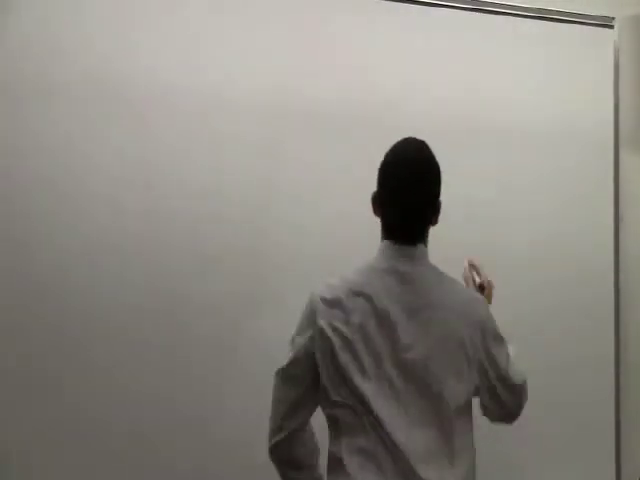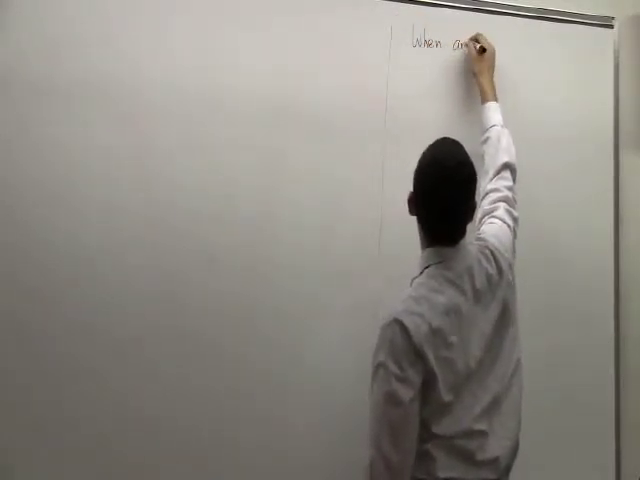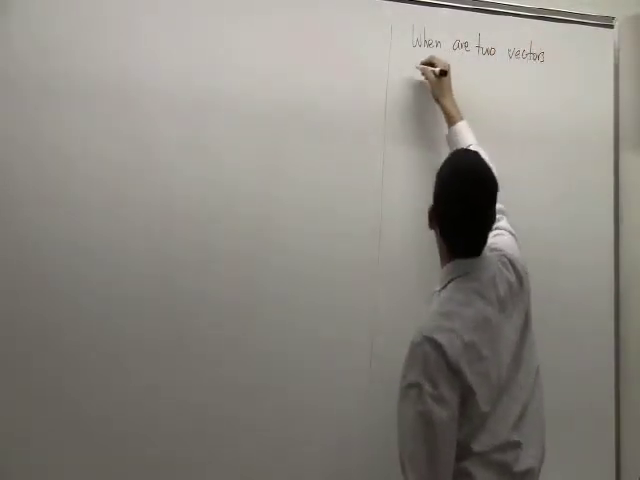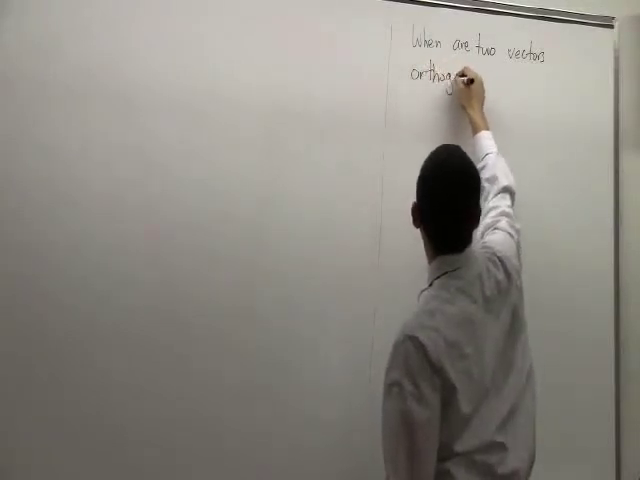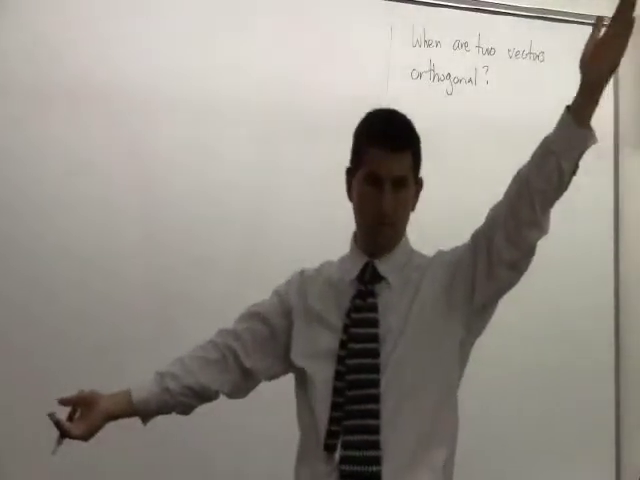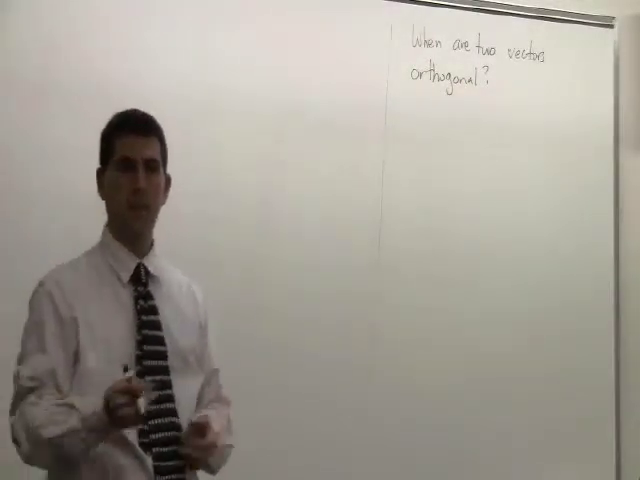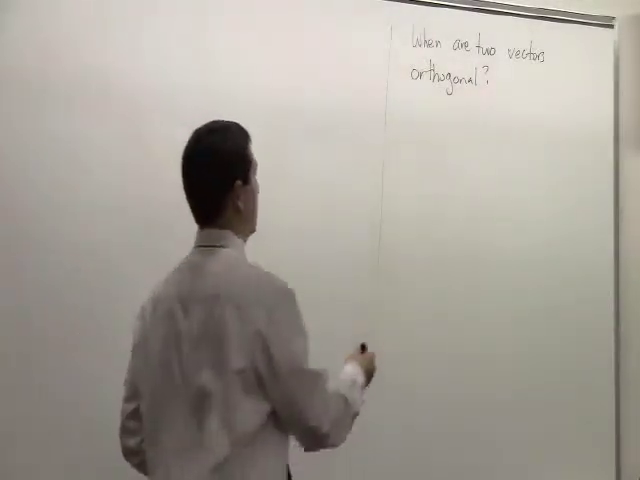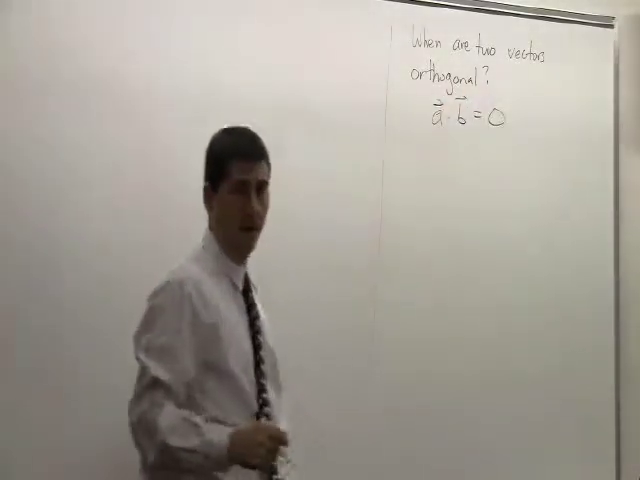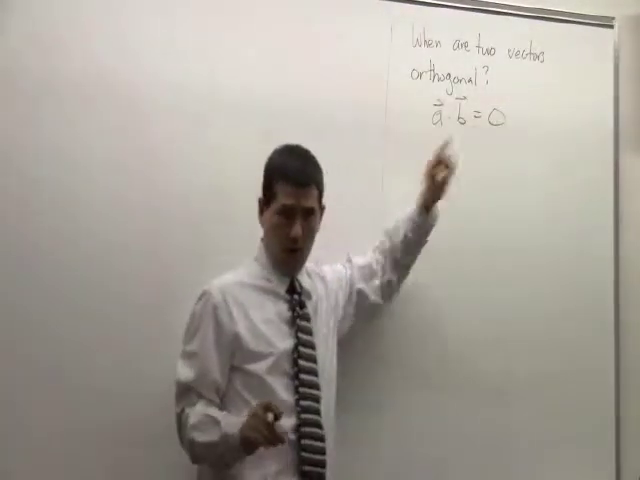Which is, when are two vectors orthogonal? Right? That is, when is the angle between them 90 degrees? Well, what was the answer that we gave already today? If the dot product is 0. Right? So the answer is A dot B is 0. Okay, fine. Why? Why was that?